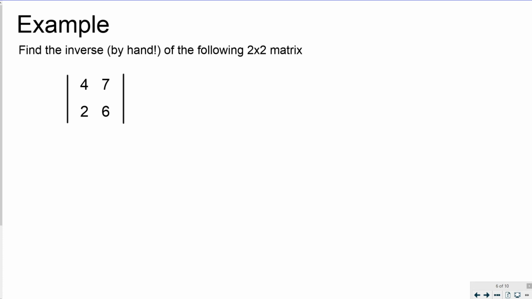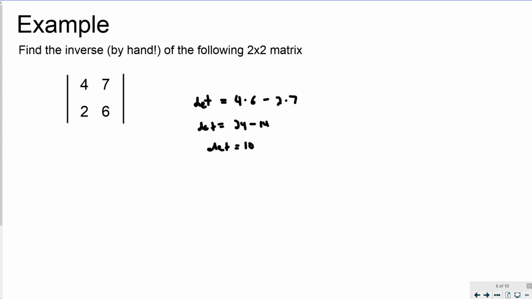Okay, so example: find the inverse by hand of the following 2x2 matrix. The first thing we're going to do is find the determinant, and the determinant is going to be 4 times 6 minus 2 times 7. So the determinant here is 24 minus 14, so the determinant is 10.